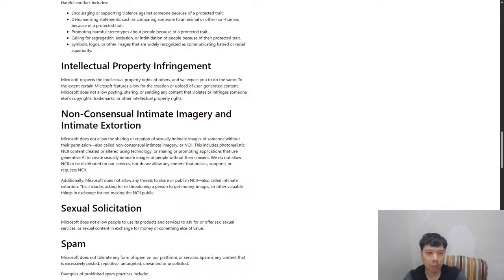And intellectual property infringement. Microsoft respects the intellectual property rights of others, and we expect you to do the same.